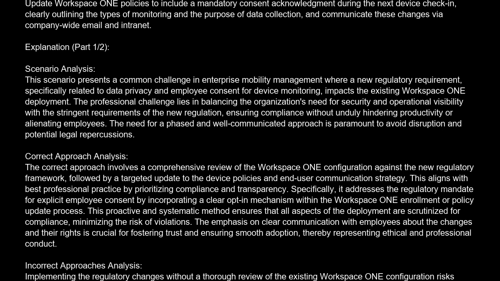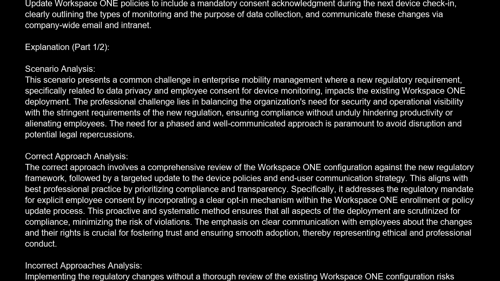Explanation. Scenario analysis. This scenario presents a common challenge in enterprise mobility management where a new regulatory requirement, specifically related to data privacy and employee consent for device monitoring, impacts the existing Workspace ONE deployment. The professional challenge lies in balancing the organization's need for security and operational visibility with the stringent requirements of the new regulation, ensuring compliance without unduly hindering productivity or alienating employees. The need for a phased and well-communicated approach is paramount to avoid disruption and potential legal repercussions.